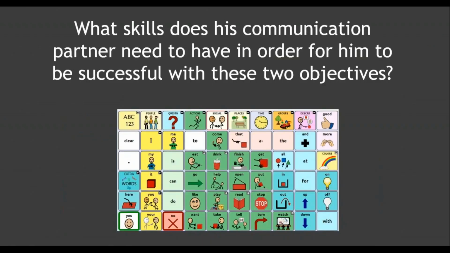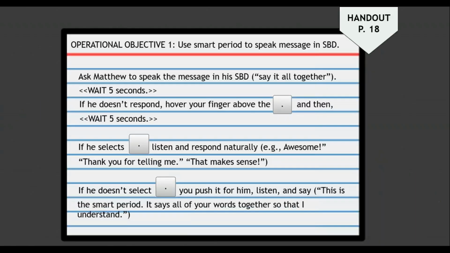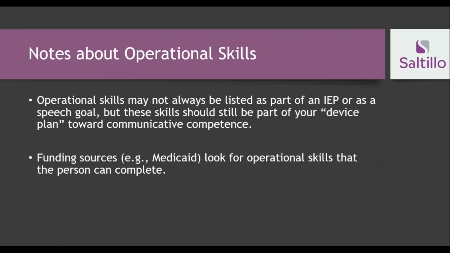Now we think about what skills might his communication partners need. Well, they need to know how to use the SMART period, and they need to know how to prompt. So again, we can use a cue card like you saw earlier. So it's a tool for your communication partners to know the procedures for how to prompt and support Matthew in these new skills. And that's on page 18 of your handout.